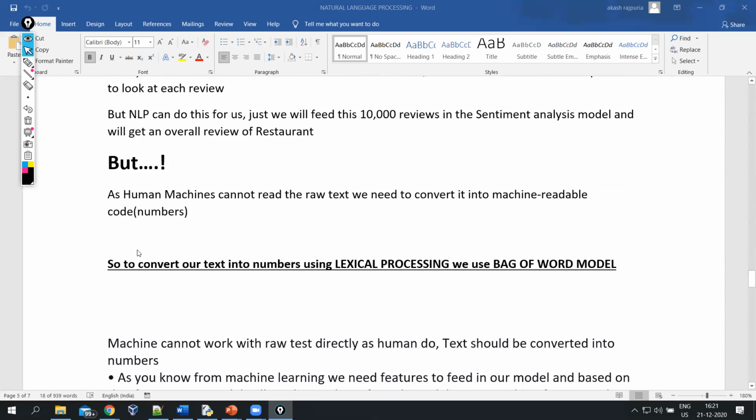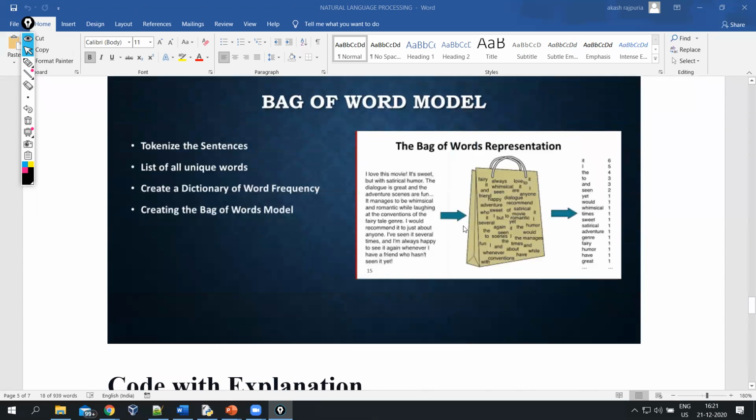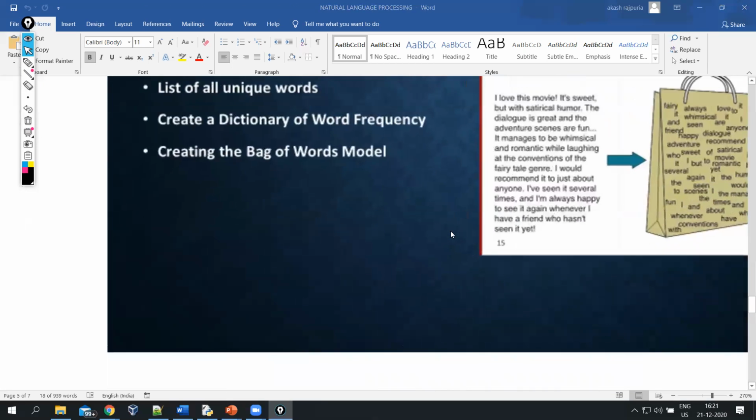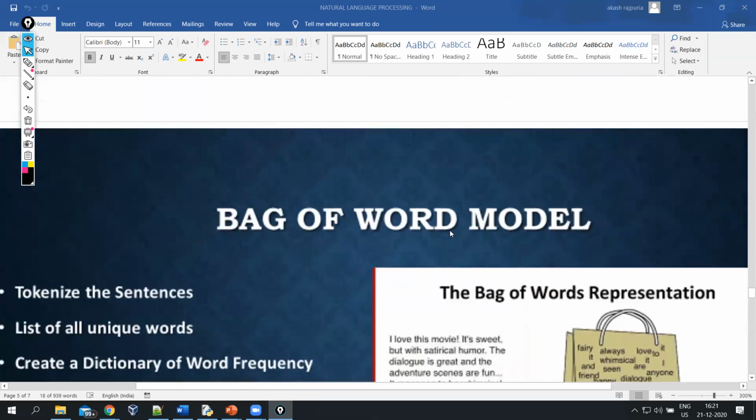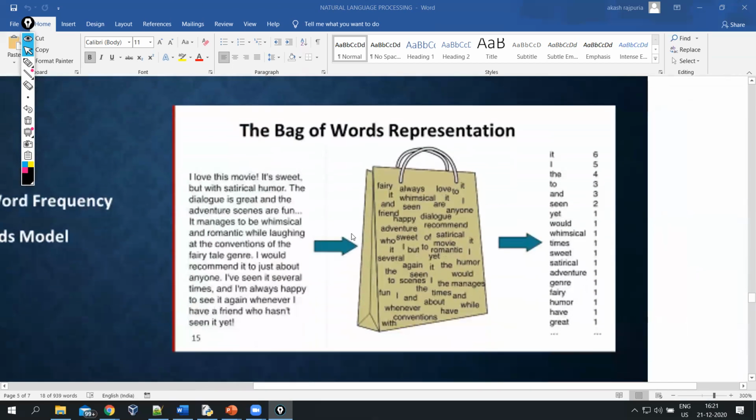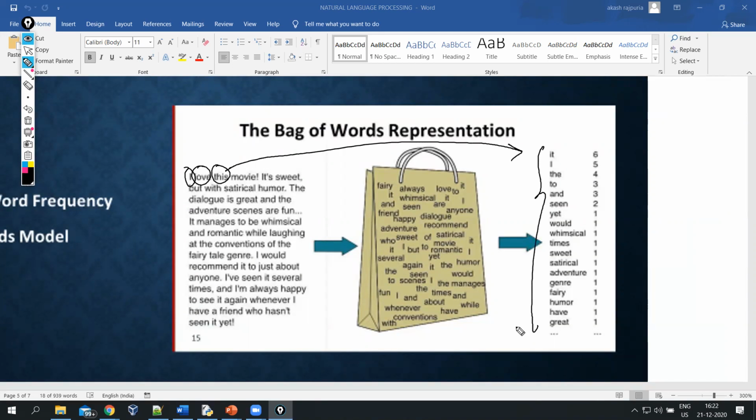So this image would make it more clearer for you. I have this complete paragraph. As you see, I have taken it and tokenized it in the lexical way, so each and every token I have gathered here. After that I have converted it to a list of all the unique words, something like this, and how many times each has appeared. So this is my complete text now, and I can feed those numbers to the machine to understand whether this text is positive or negative.